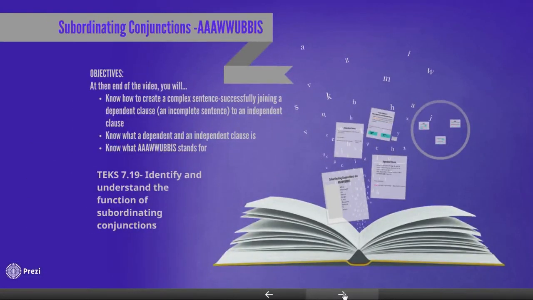Okay, so this concludes our lesson today about AAAWWUBBIS words, also known as subordinating conjunctions. I hope this helped you, and I hope you learned a lot. Remember, keep practicing so that you can naturally incorporate subordinating conjunctions correctly in your writing.